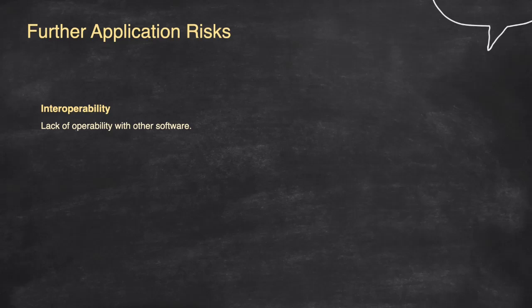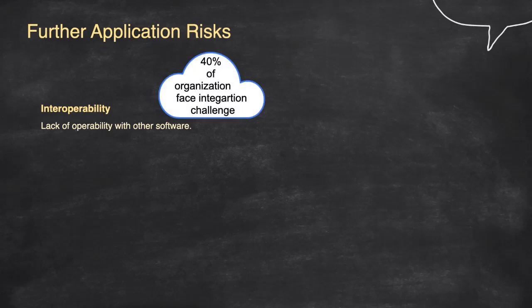Interoperability refers to the ability of an application to work seamlessly with other systems, applications, or platforms. When an app can't integrate well with other software, it can lead to data transfer problems, miscommunication between systems, and inefficiencies. The latest example is a healthcare app struggling to share patient data with different hospital systems, causing delay in the treatment. So according to a study by Gartner, 40% of organizations face integration challenges due to lack of interoperability between software systems.